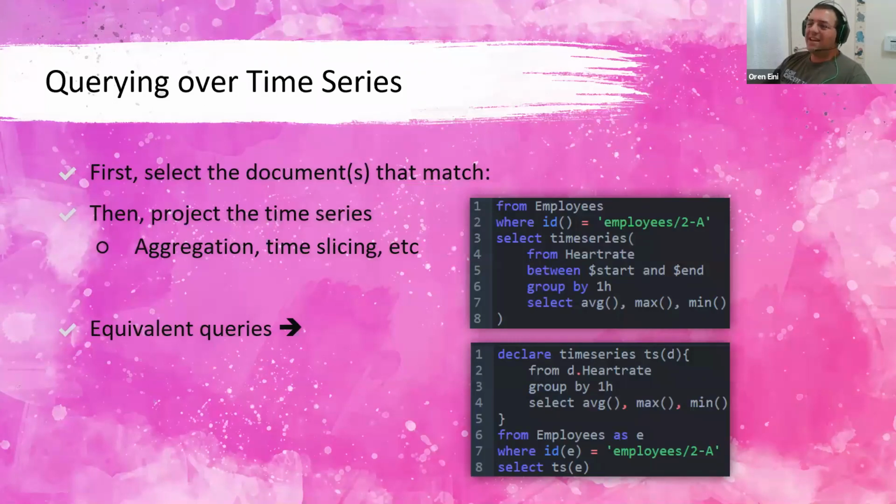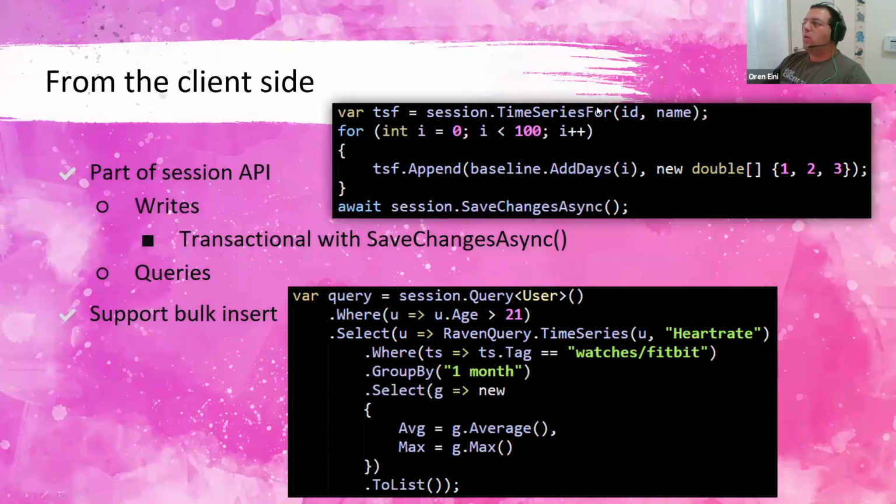Before that, I want to talk about the client API. So here is a typical way you can work with the client API. You go to the session, you ask, give me a time series for a document ID and the name of the time series, and then you just decide what to do with that. In here, I'm saying, okay, let's append data to the time series, and then I'm calling save changes. As usual with RavenDB, everything is transactional. You can have document creation, time series creation, counters, attachment, all of that as a single unified transaction.